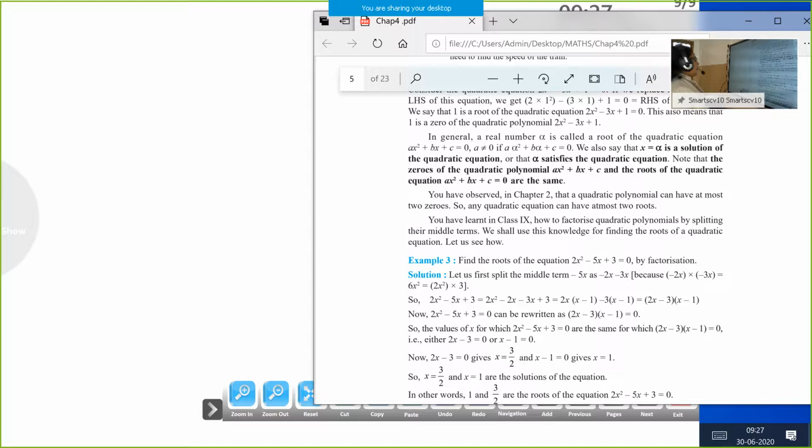Clear? Here we start. Find the root of the quadratic equation 2x square.